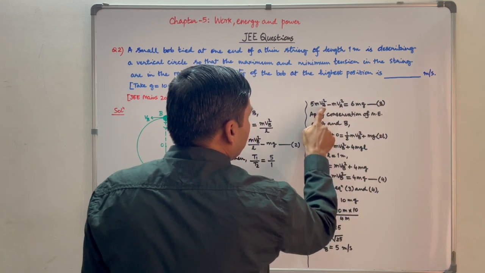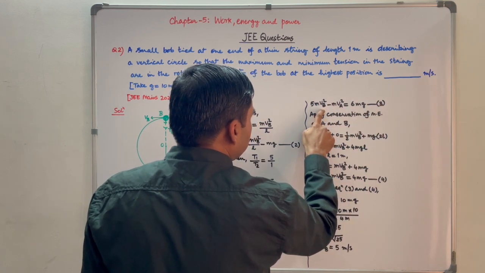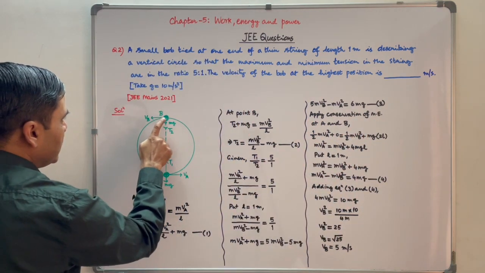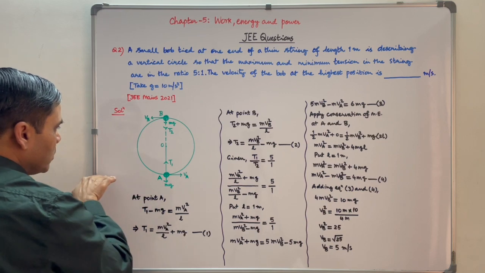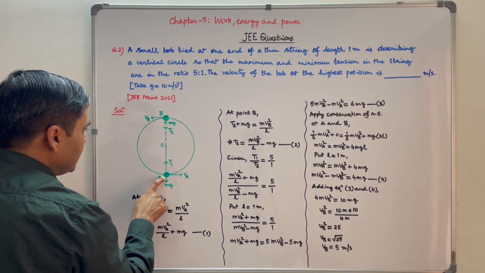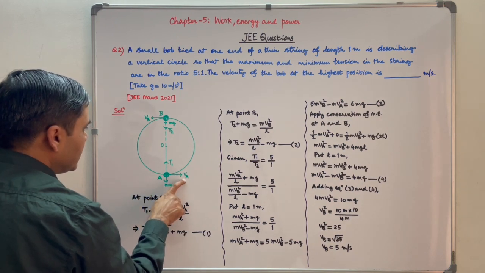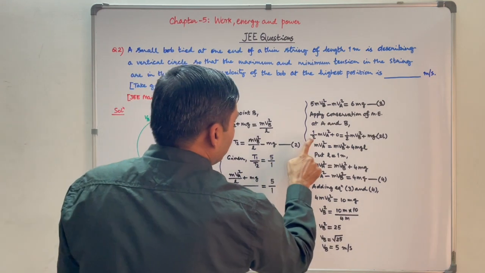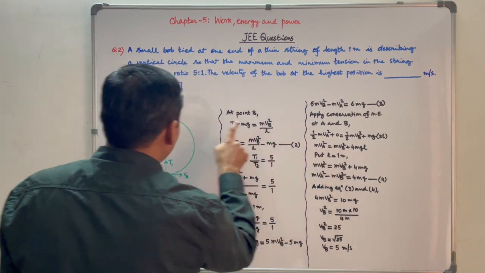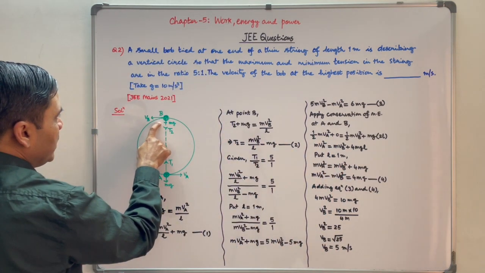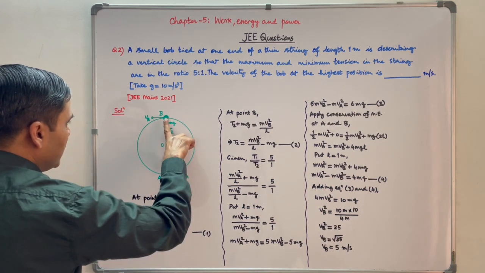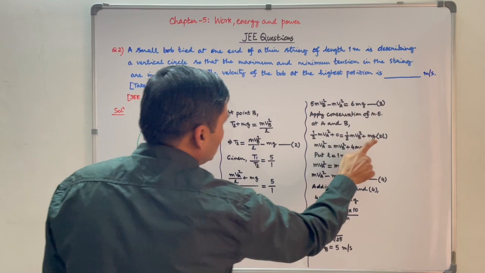We have to get the value of VB. That means we need one more equation. So we can apply conservation of mechanical energy at point A and B. Suppose our reference line that is horizontal passes through A. So kinetic energy of the bob at point A is half mVA square and potential energy is 0. So at point A, mechanical energy will be half mVA square plus 0. At point B, kinetic energy of the bob will be half mVB square and potential energy will be mg into h. h will be L plus L and that is 2L.